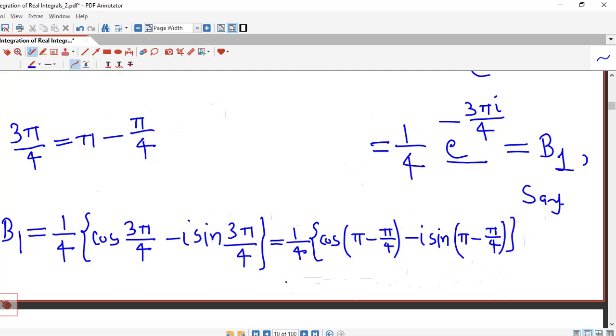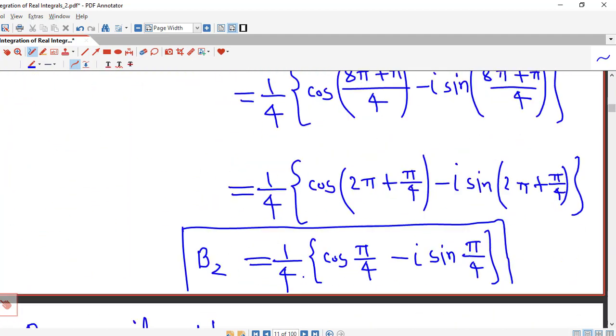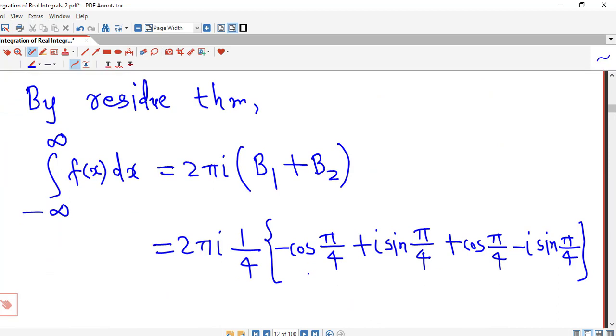Pi minus pi by 4 means we are in the second quadrant. In the second quadrant cosine is negative, so we have minus cos pi by 4, and sine is positive, so this is going to be sin pi by 4. So this is our b1. So we have simplified b1 and b2. So now we can use Cauchy's residue theorem.